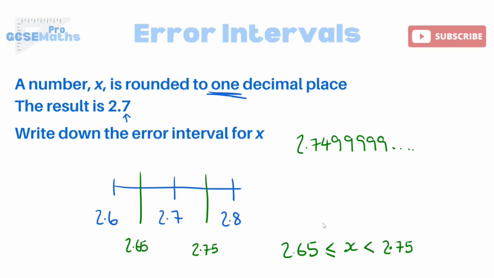This is how you write the interval. The bottom one will always be less than or equal to, and the top one will always just be less than. Use whatever letter they've given you, and then you have to figure out what's the smallest possible value, what's the largest possible value. So in this case, it is basically upper and lower bounds, isn't it? This is the lower bound, this is the upper bound. We've just written it in an interval format.